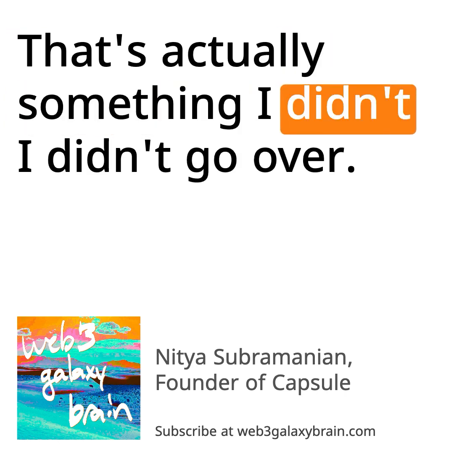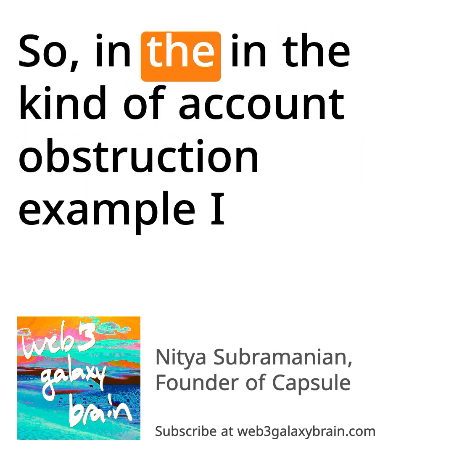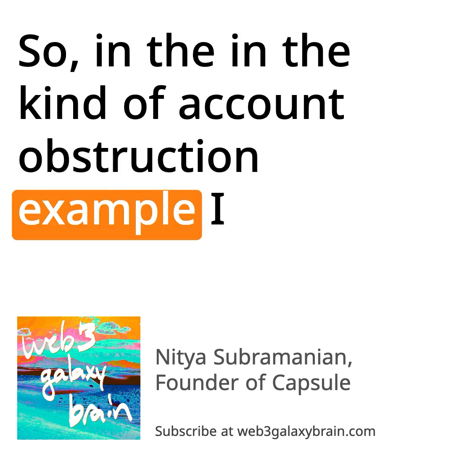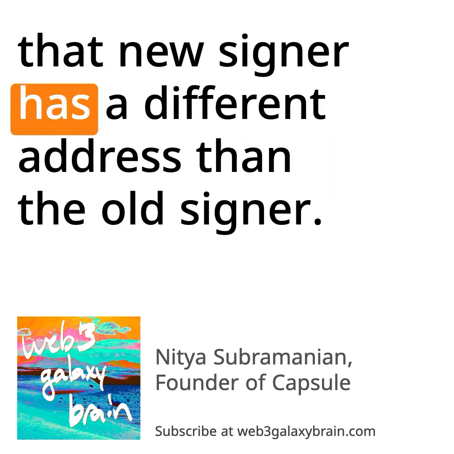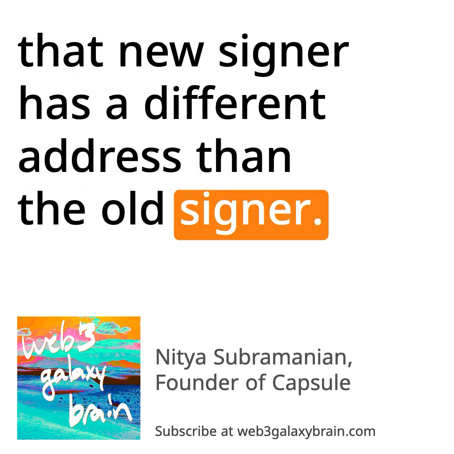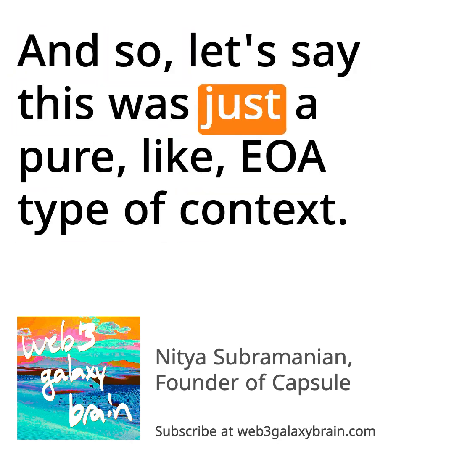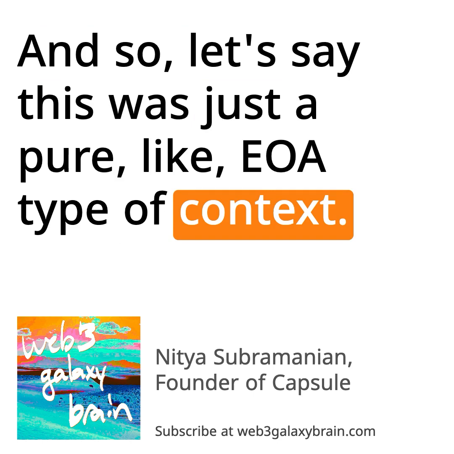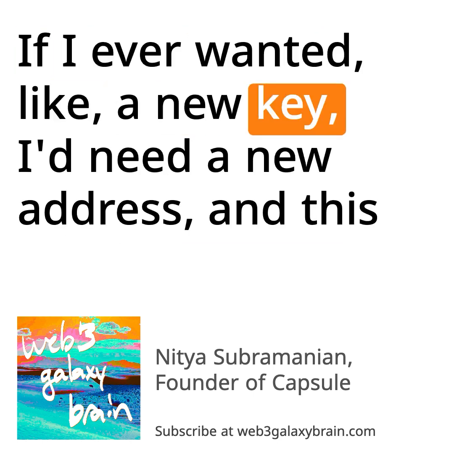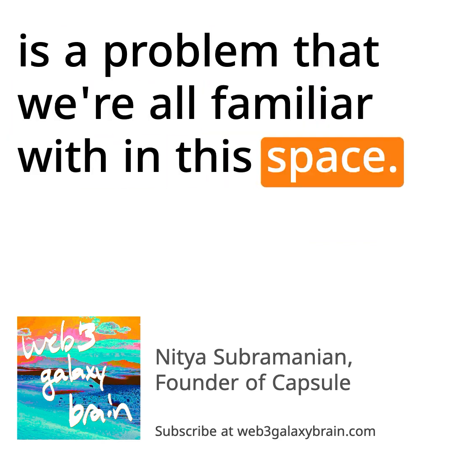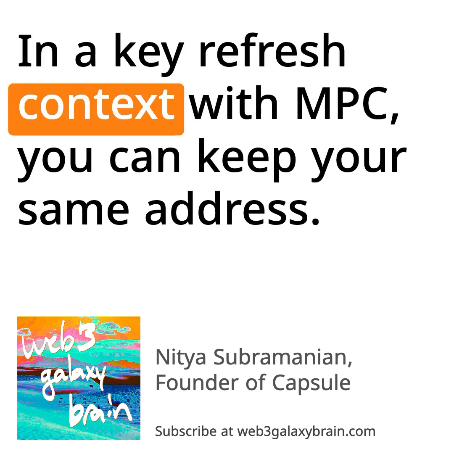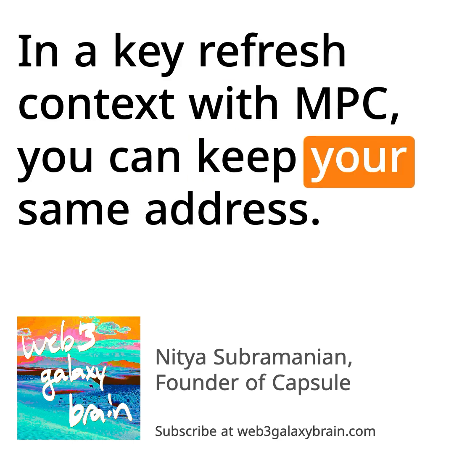That's actually something I didn't go over. So in the account abstraction example I shared, where you're removing one signer and adding a new one, that new signer has a different address than the old signer. And so let's say this was just a pure EOA type of context. If I ever wanted a new key, I need a new address, and this is a problem that we're all familiar with in the space. In a key refresh context with MPC, you can keep your same address.